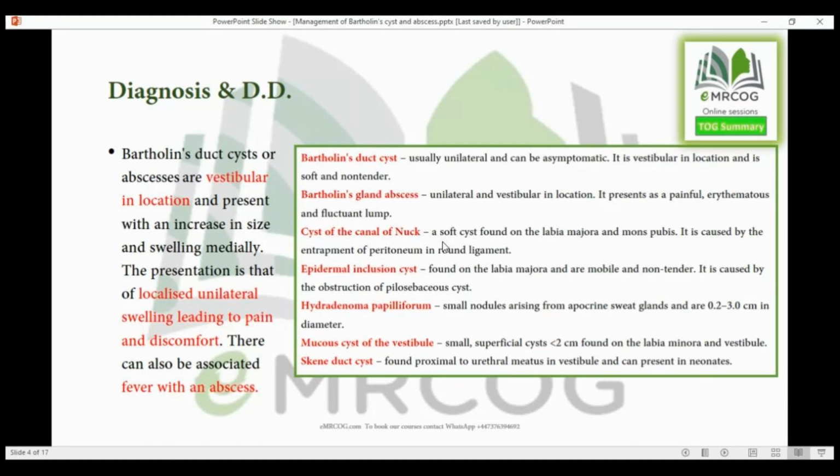This is found in the labia majora, but it's mobile and non-tender. Why so? Because it's not related to the gland. It's from the sebaceous glands in the epidermis. So when it gets obstructed, it will form this inclusion cyst. Also, it's very small, usually non-tender and mobile. These are very important characteristics for this cyst.